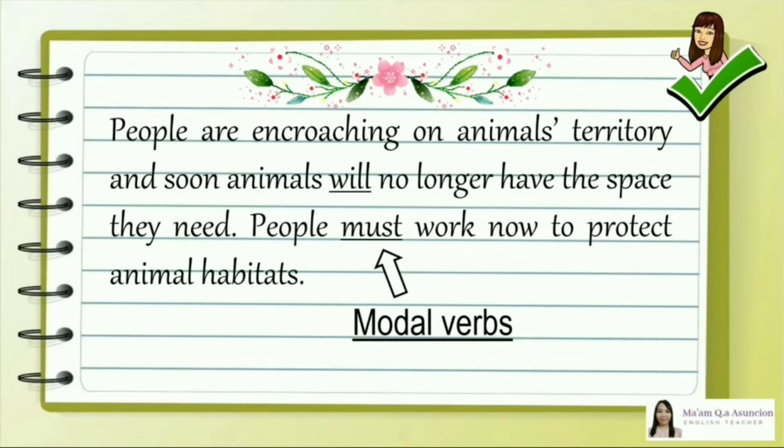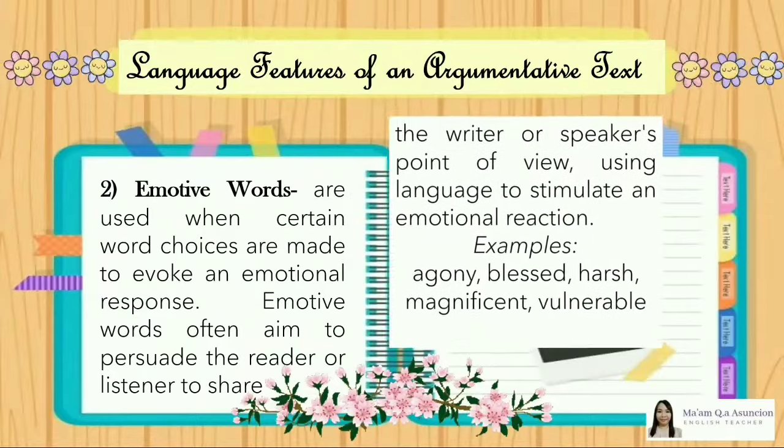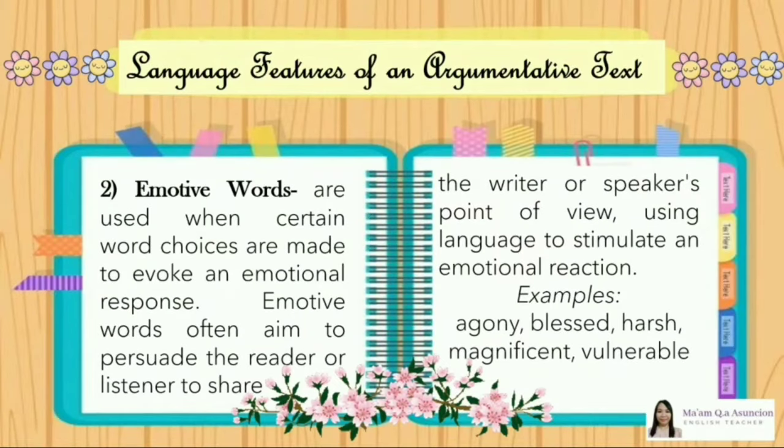People must work now to protect animal habitats. Number 2. Emotive words are used when certain word choices are made to evoke an emotional response. Emotive words often aim to persuade the reader or listener to share the writer or speaker's point of view, using language to stimulate an emotional reaction. Examples: agony, blessed, harsh, magnificent, vulnerable.